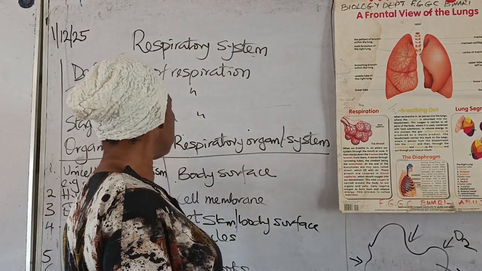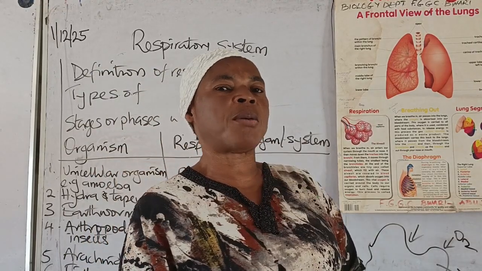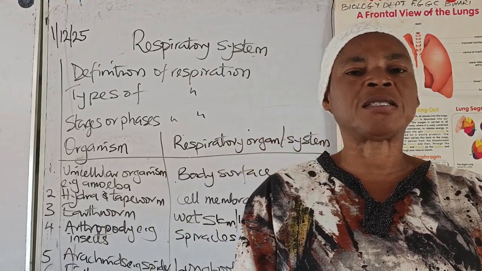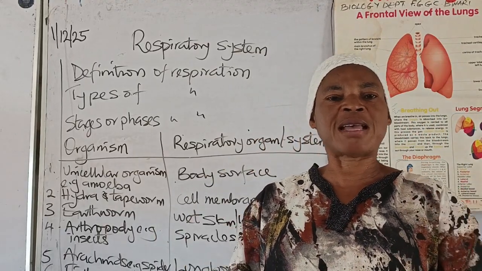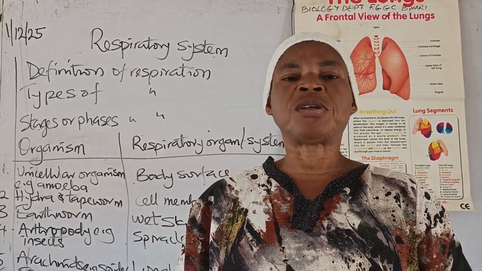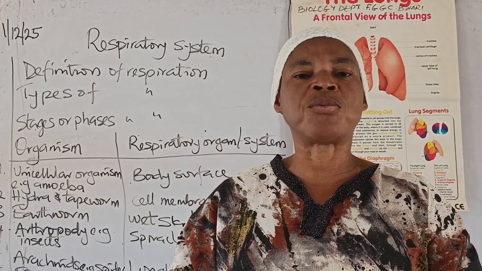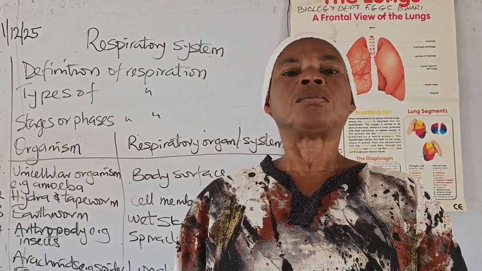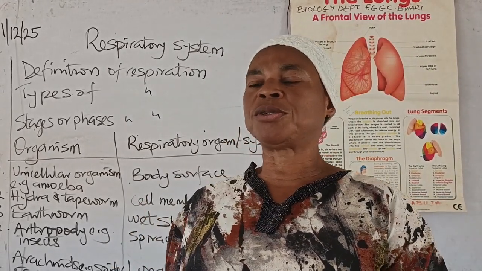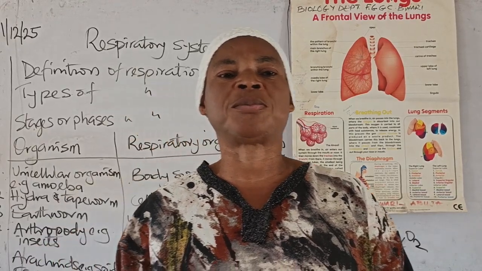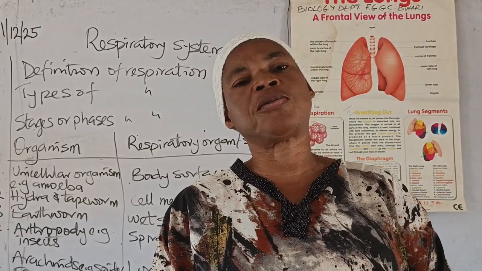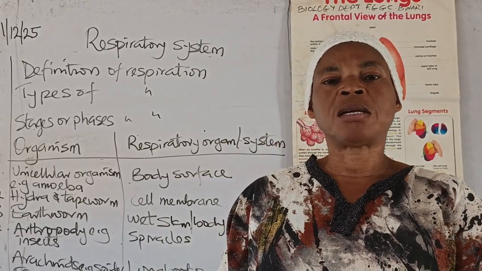And then we also have the stages or phases of respiration. That's when we talk about external respiration and internal respiration. External respiration is just the exchange of gases between the respiratory organ and the environment, like breathing in oxygen and out carbon dioxide. And then the second one is internal respiration. That's the type that is also called tissue respiration. You have done that in SS1. That is during the process of glycolysis and Krebs cycle.